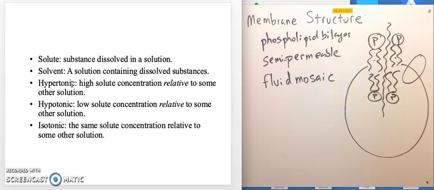Okay? You couldn't just say it's bigger. Well, it's bigger than what? That's the same with hypertonic. Hypertonic means it has more solute than some other solution. Hypotonic, on the other hand, means it has a lower solute concentration, a lower salt concentration compared to some other solution. And isotonic means that they have the same concentrations.